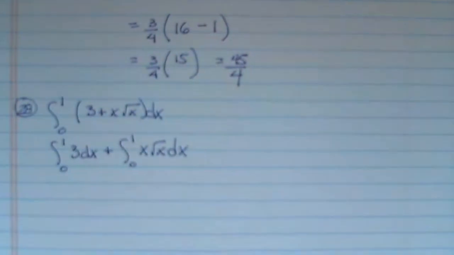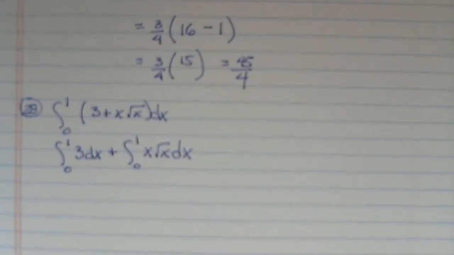So we can break this up into two integrals. This is the integral from 0 to 1 of 3 dx, which we also have a property that helps us. And it's the integral from 0 to 1 of x root x dx. So we can break this up into two integrals, such as this.